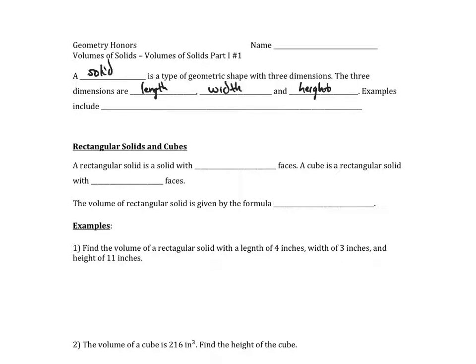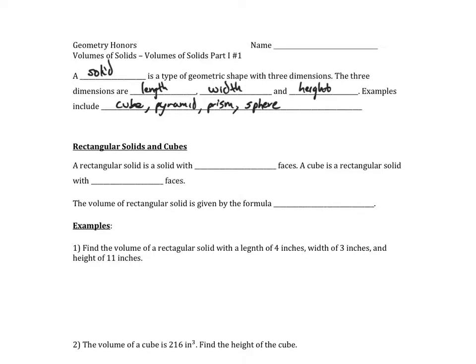So examples of solids could be a cube, maybe. Could be a pyramid. Could be a prism. Could be a sphere. Oops, sphere does not go S-H. S-P-H-E-R-E. Okay, there are other ones too. Those are some of the most common ones and ones we'll be seeing. All right, so I want to jump right into them. So let's start with rectangular solids and cubes.